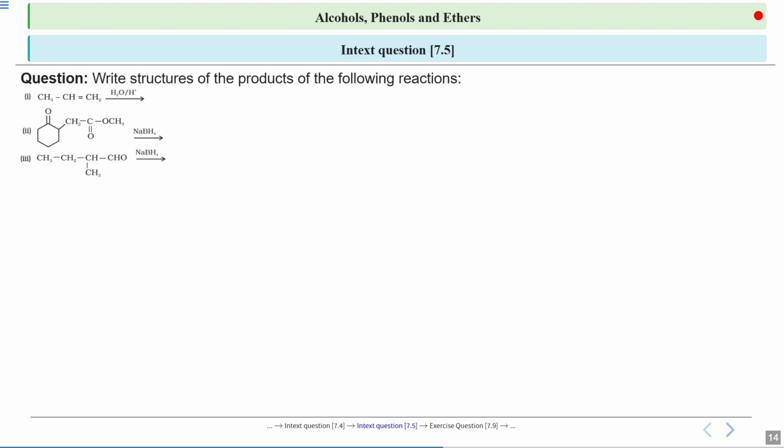In the second reaction, we have a cyclic hexane ring attached with a double bond O, and at the other position we have CH2COOCH3, and you are reacting it with a reducing agent, that is sodium borohydride. You have to write the structure of the product you will obtain. The third and last reaction is an aldehyde, which is CH3CH2CH(CH3)CHO, reacting again with sodium borohydride. You have to write the structure of the product you will get.